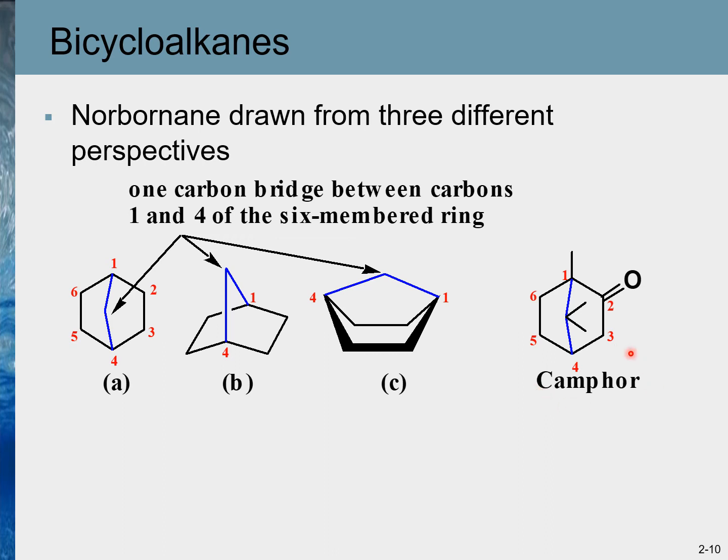Camphor is a good example of these kinds of molecules. Camphor is a naturally occurring compound, and it has this kind of structure. The common name for this kind of structure is norbornane.